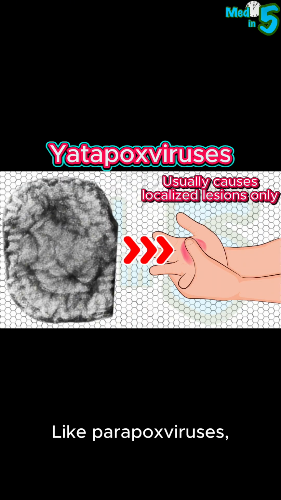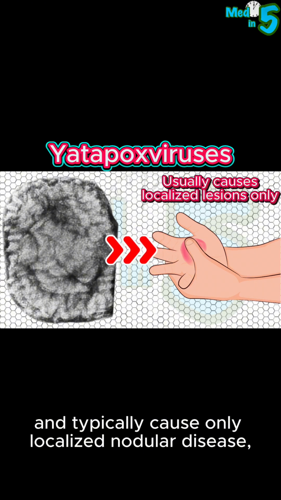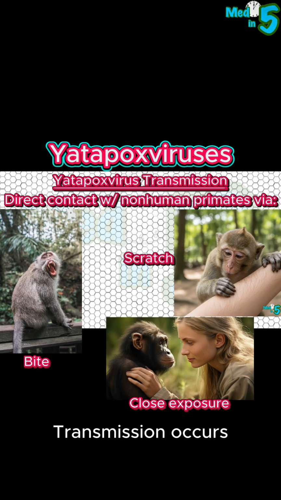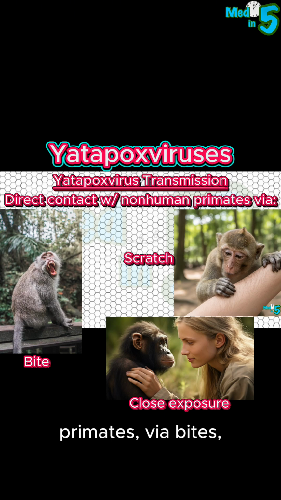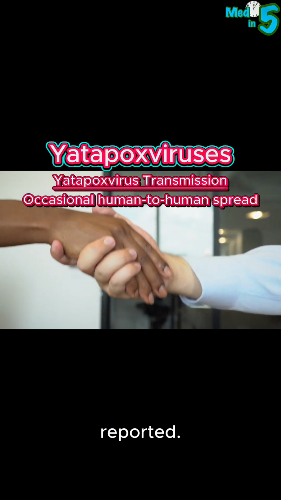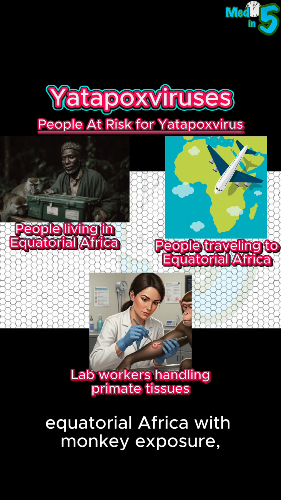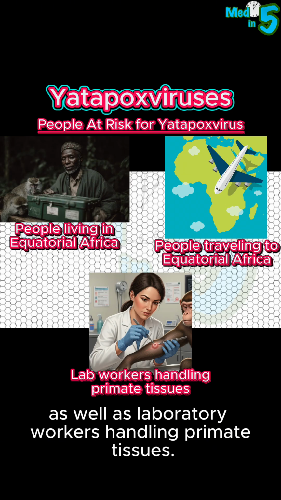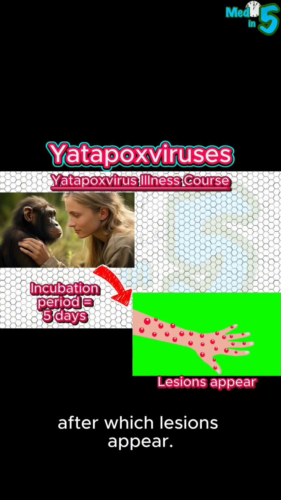Like parapoxviruses, Yatapoxviruses show limited immune evasion and typically cause only localized nodular disease, without systemic persistence. Transmission occurs mainly through direct contact with non-human primates, via bites, scratches, or close exposure, with occasional human-to-human spread reported. People most at risk include those living in or traveling to equatorial Africa with monkey exposure, as well as laboratory workers handling primate tissues. The incubation period averages about 5 days, after which lesions appear.